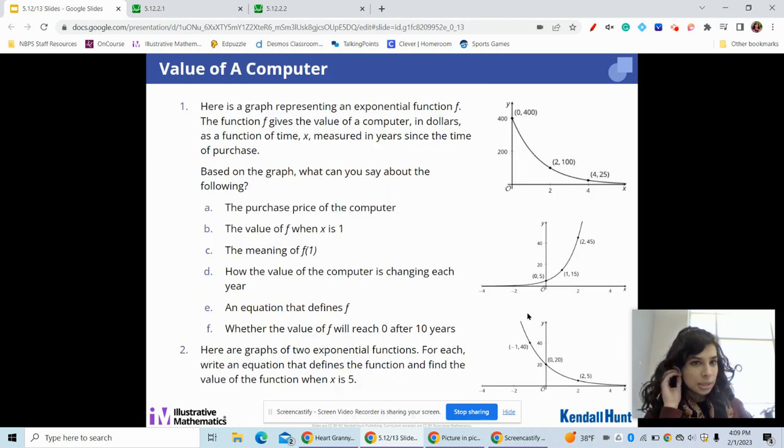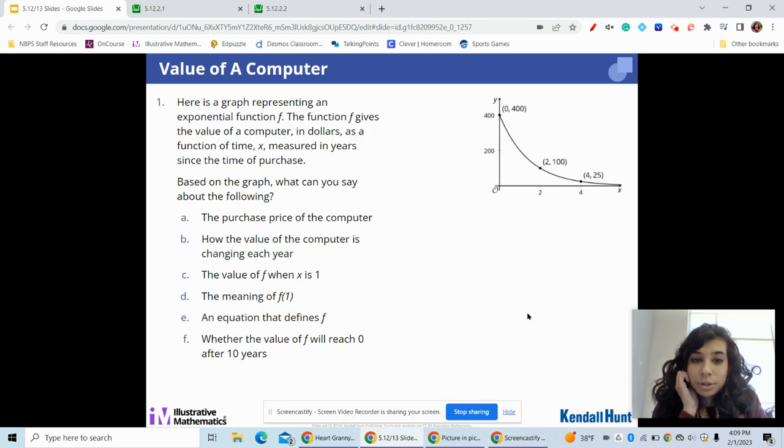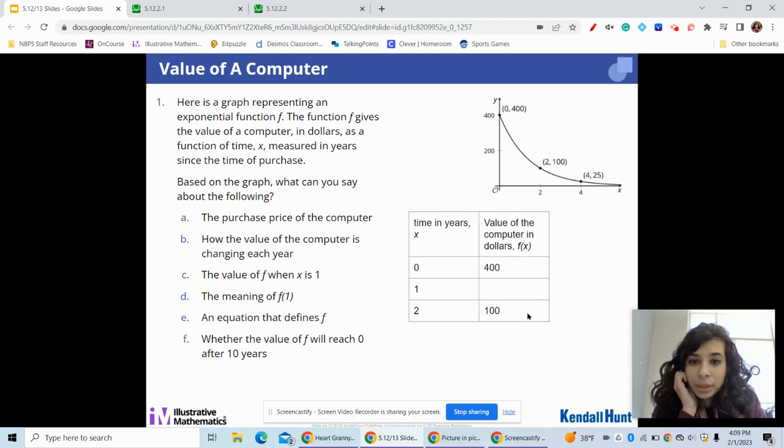Our last activity is the value of a computer. Here's a graph representing exponential function f. The function f gives the value of a computer in dollars as a function of time x measured in years since the time of purchase. Based on the graph, what can you say about the following questions here? You should know the purchase price of the computer. I want you to tell me how it's decaying over time. How is the value of a computer changing each year?